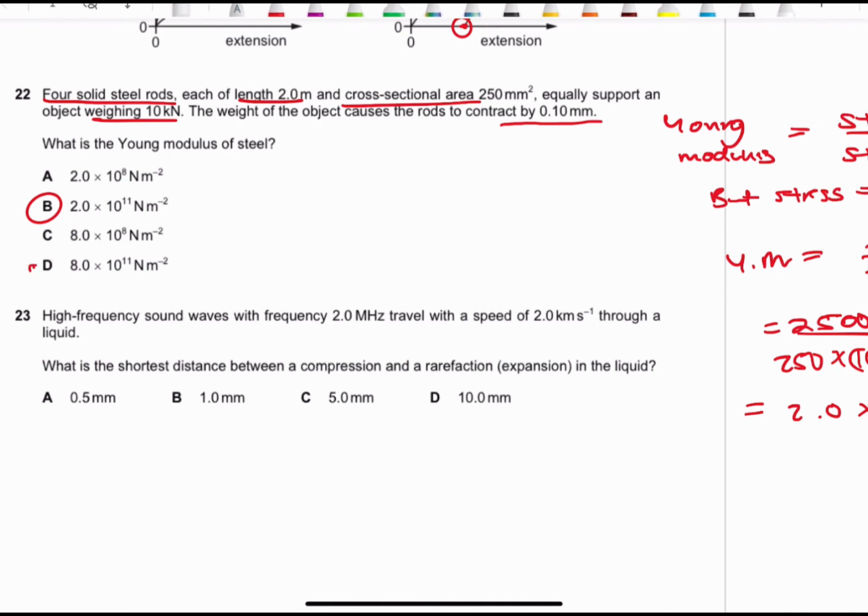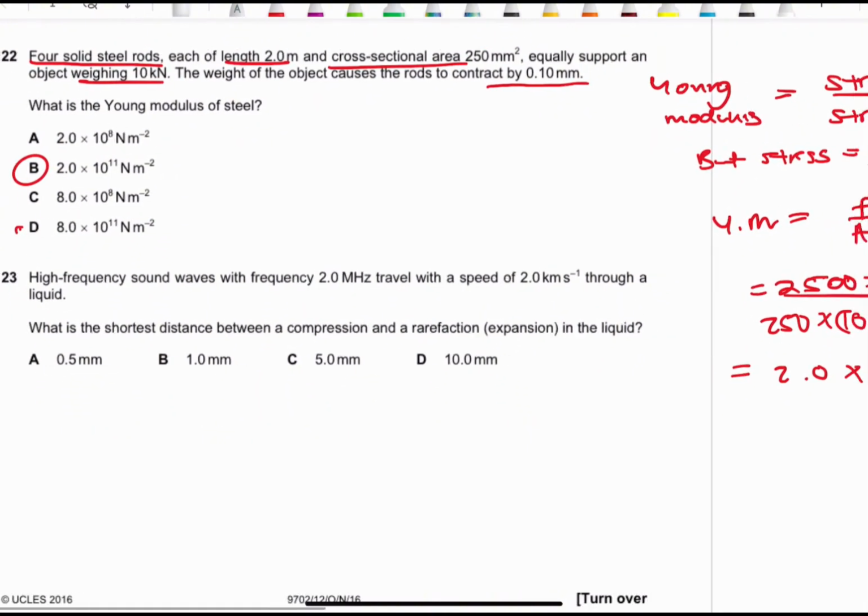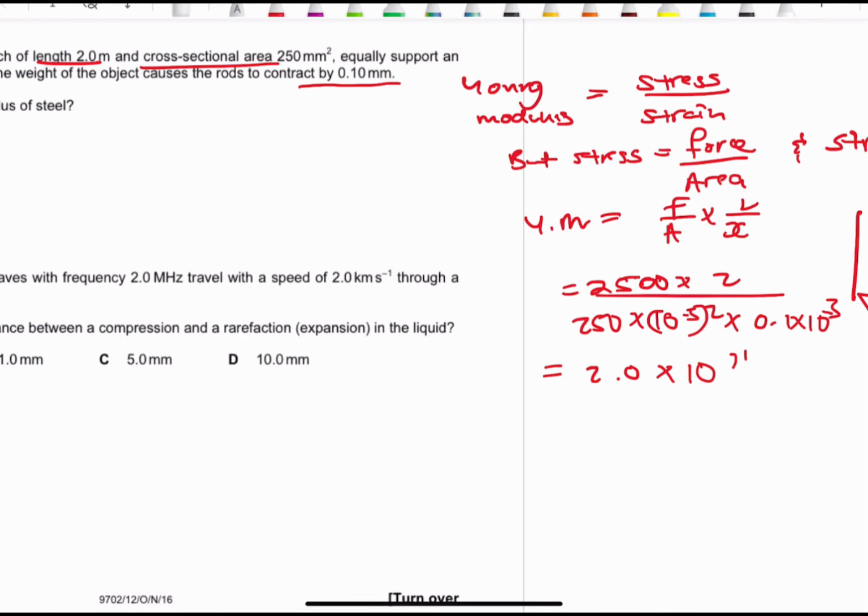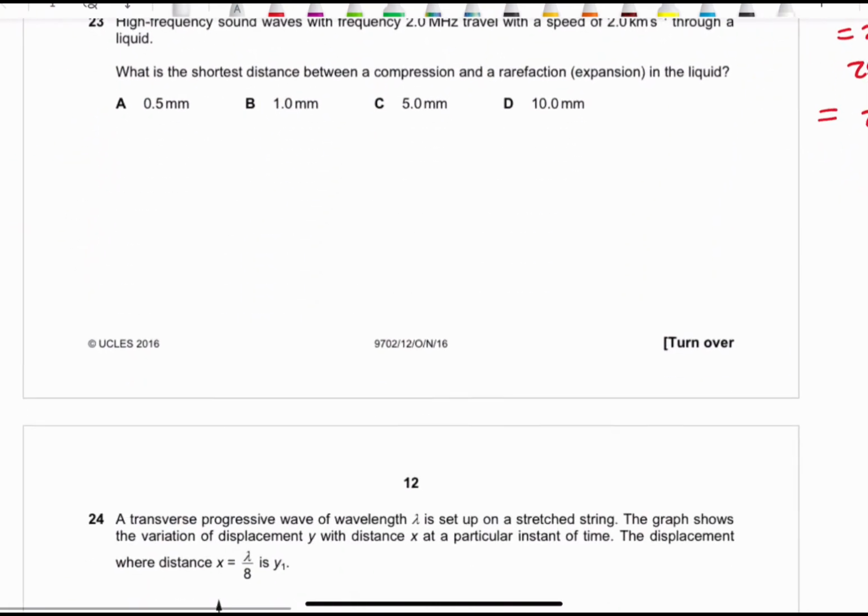First, you were given 4 solid steel objects, so 4 of them are going to evenly distribute their weight, and you then had to look at how you can find the Young modulus just by plugging in the values that you're given. Very important.